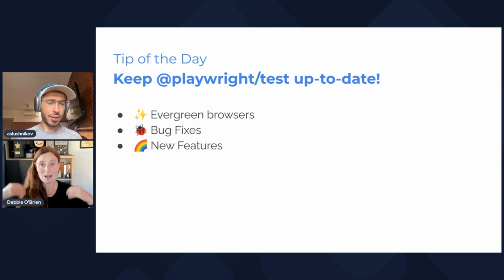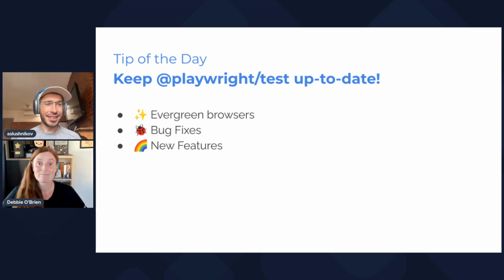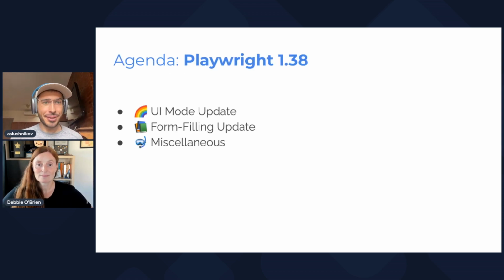Every time we update Playwright, you're getting the updated browser, like Chrome updates every month as well. So if you're not updating Playwright, you're testing on old versions of the browsers. And this is arguably the most important part. You want to stay evergreen with the latest and greatest browsers to make sure that your website works and people can use it safely.